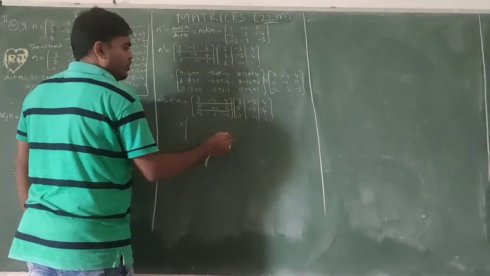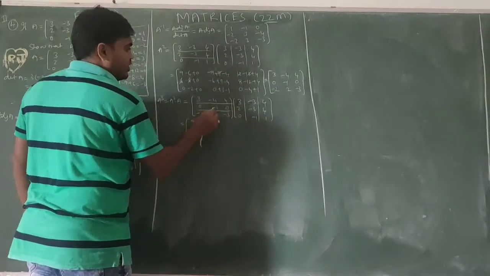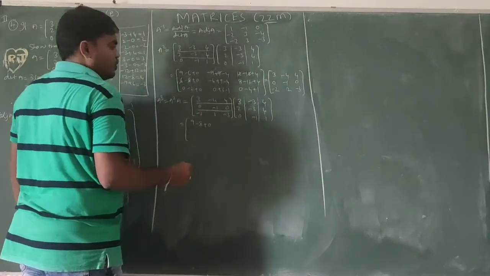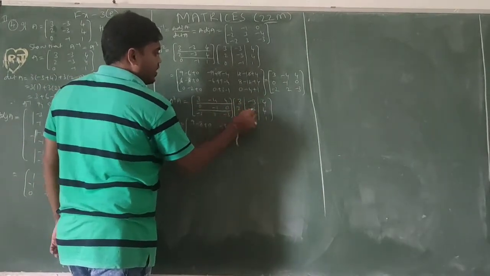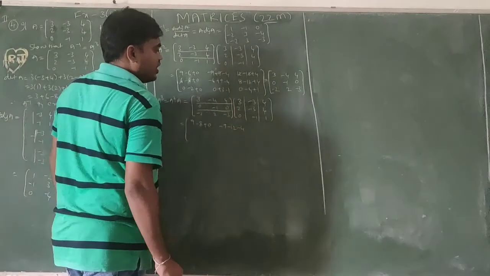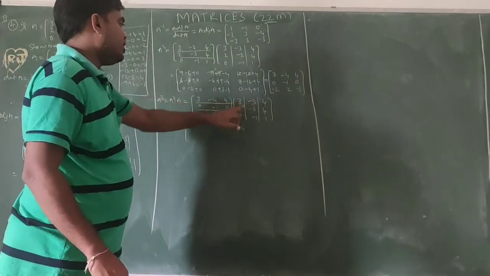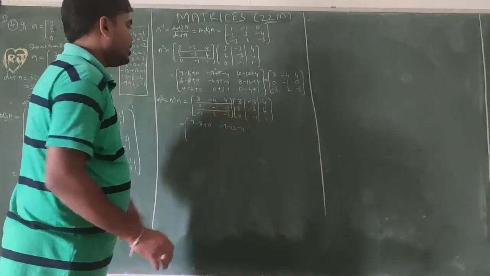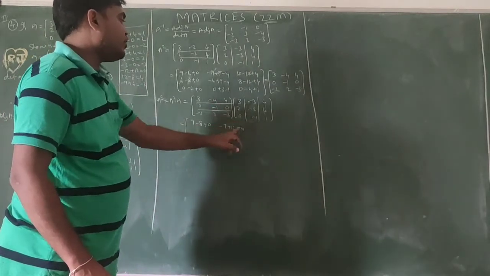First row first column: 3 into 3 is 9, minus 4 into 2 minus 8, 4 into 0 is 0. First row second column: 3 into minus 3 minus 9, minus 4 into minus 3 plus 12, 4 into minus 1 minus 4.